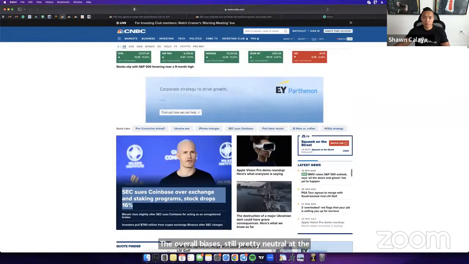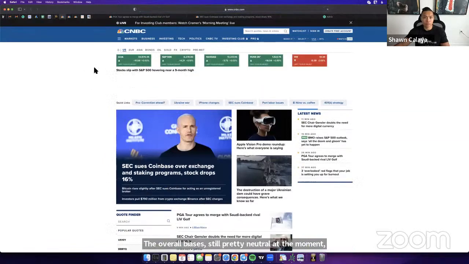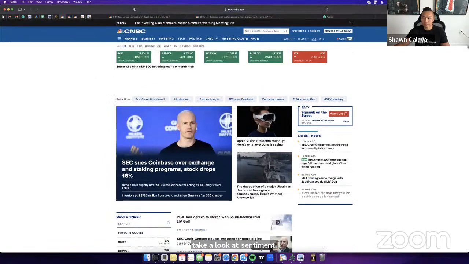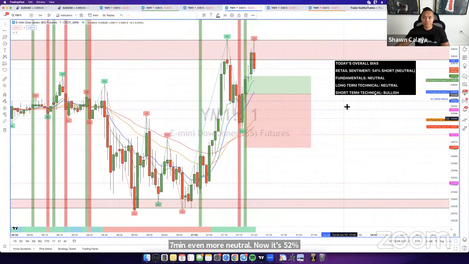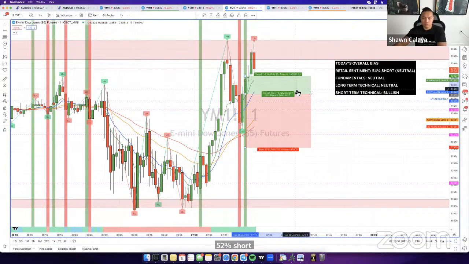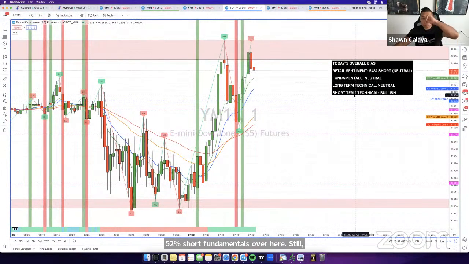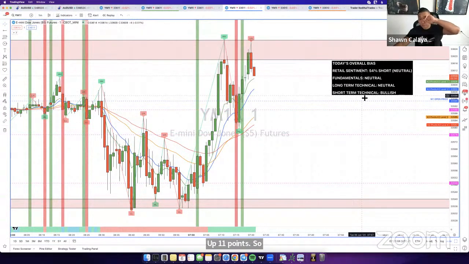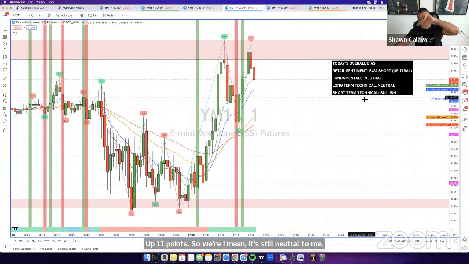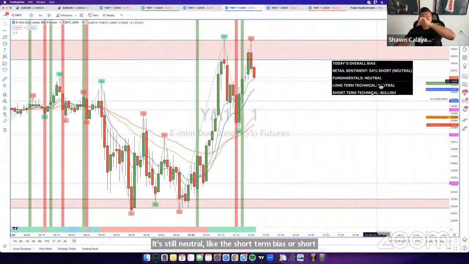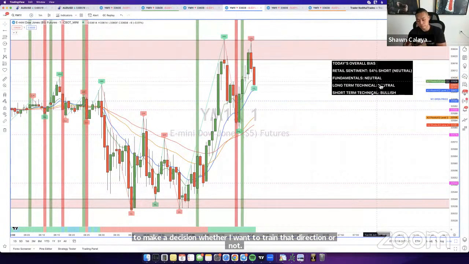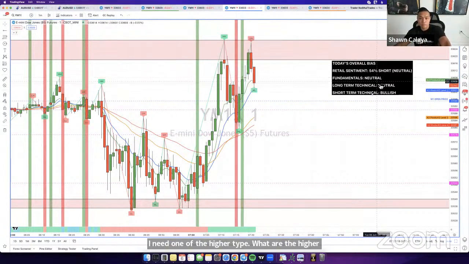Fundamentals over here, still neutral, up 11 points. So it's still neutral to me. Overall, it's still neutral. The short-term bias or short-term technicals is not going to be strong enough for me to make a decision whether I want to trade in that direction or not. I need one of the higher levels over here to confirm that the direction is going to be in that direction. It's just too risky, guys.